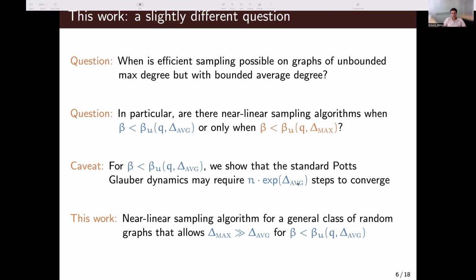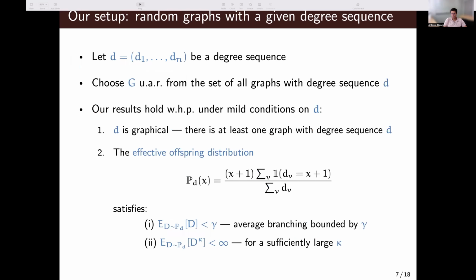Okay, and in this work, what we show is that for a general class of random graph models, there are many cases where the random graph will have maximum degree much larger than the average degree. We have efficient sampling algorithms, near linear running time sampling algorithms, when beta is below the uniqueness threshold for the average degree, not for the maximum degree. Okay, so that's our main result.